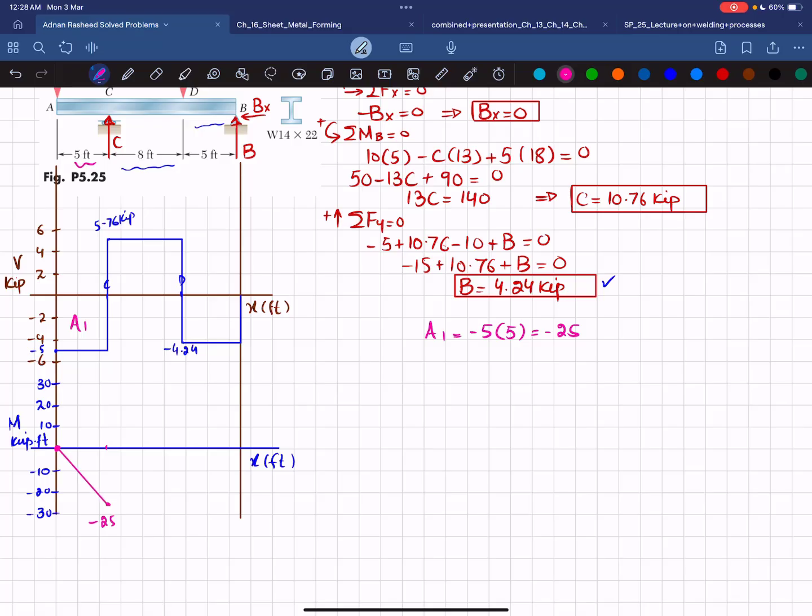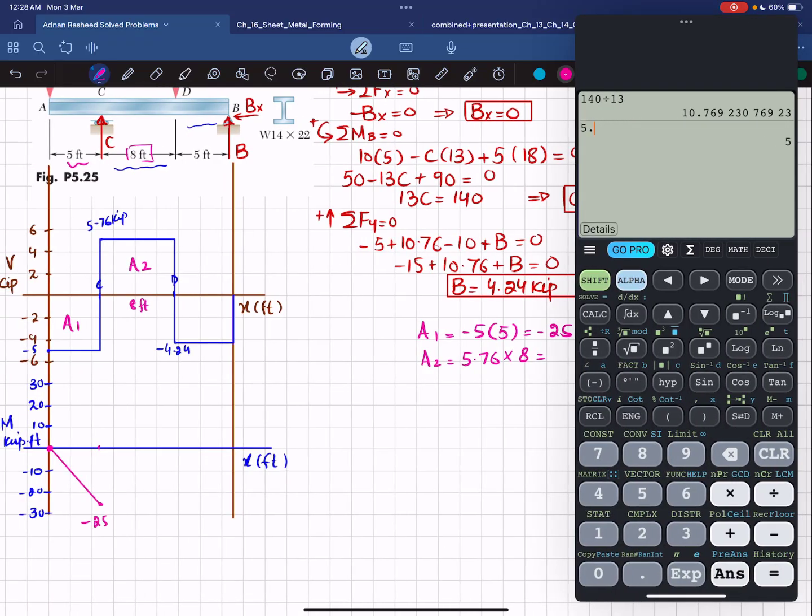Now the second area under the shear force diagram is this one, and you can see that A2 is equal to 5.76 times 8. This distance is 8 feet. So 5.76 multiplied by 8 will give you 46.08.